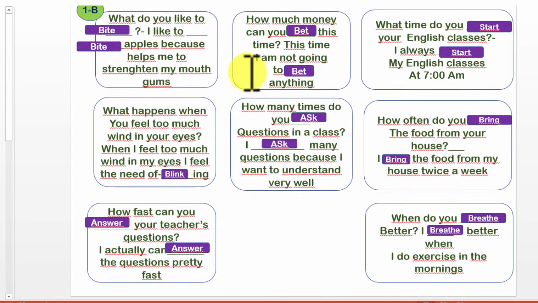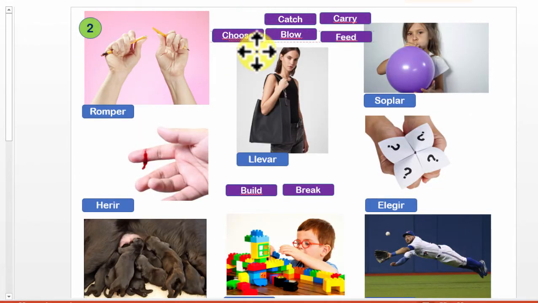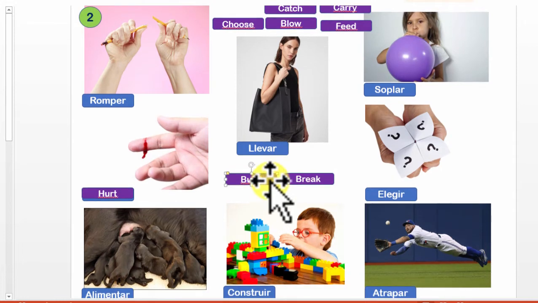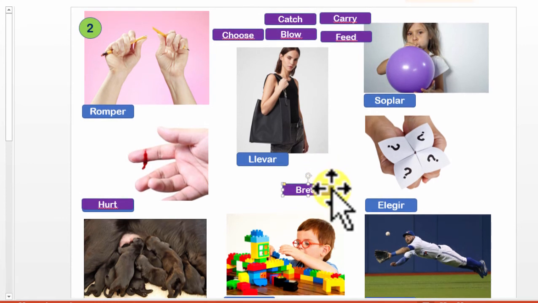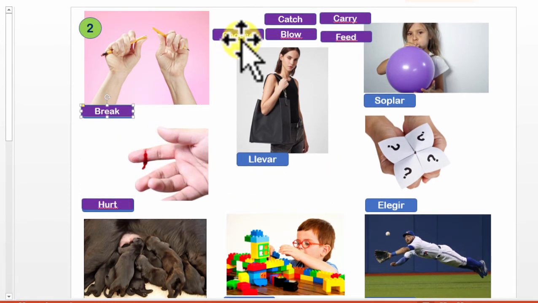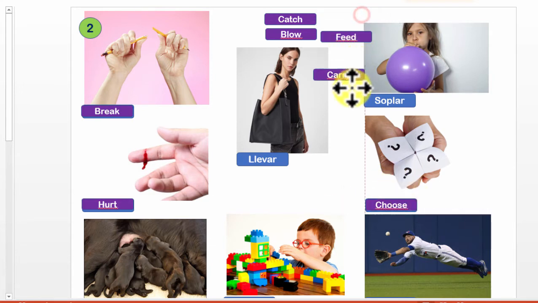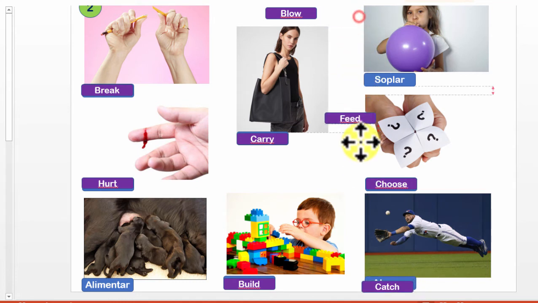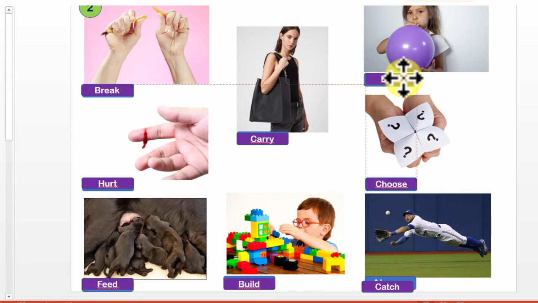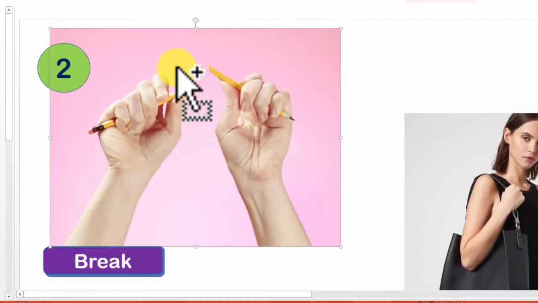Recuerden, vamos, entonces tenemos el verbo hurt, es herir, hurt. Build es construir, build. Break es romper, break. Choose es elegir, choose. Carry es llevar. Catch, atrapar. Feed, alimentar. Blow, soplar.